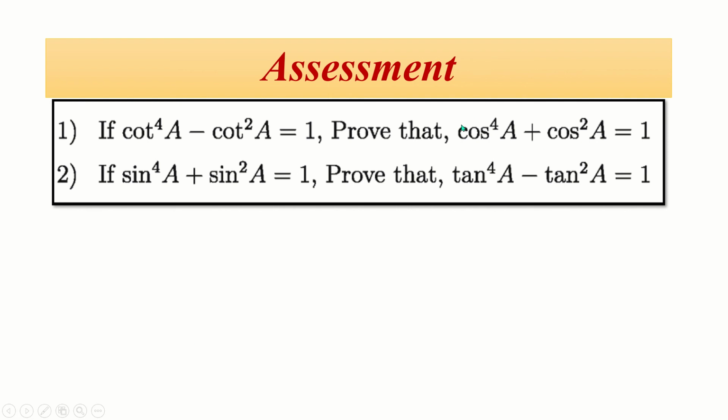Now take the left hand side, cos to the power 4a plus cos square a. But cos to the power 4a equals what? Sin square a. So sin square a plus cos square a equals 1. This is the right hand side, so the proof is complete. Very easy math. Similarly, you can easily solve number 2, no problem.